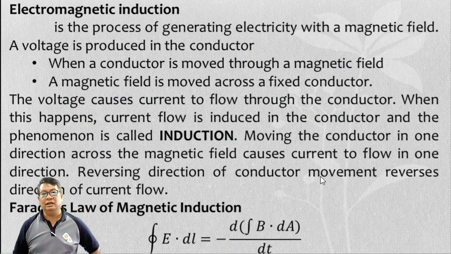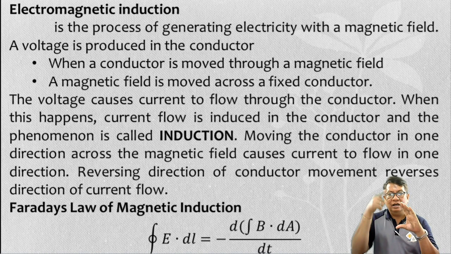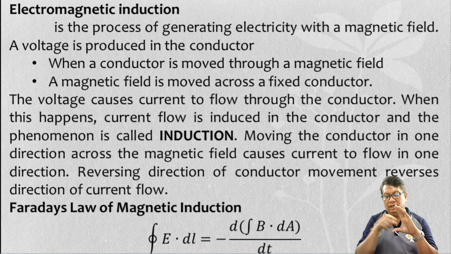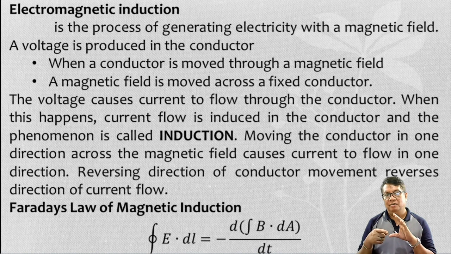Electromagnetic induction is the process of generating electricity with a magnetic field. The voltage is produced in the conductor. When there is a reversal of the direction of the current, there is generation of voltage. Voltage is produced in the conductor when the conductor is moved through a magnetic field. If we have a magnetic field and we move a conductor up and down to cut the magnetic lines of force, electricity is produced in the conductor that cuts the magnetic field. Sometimes we call the magnetic field flux.